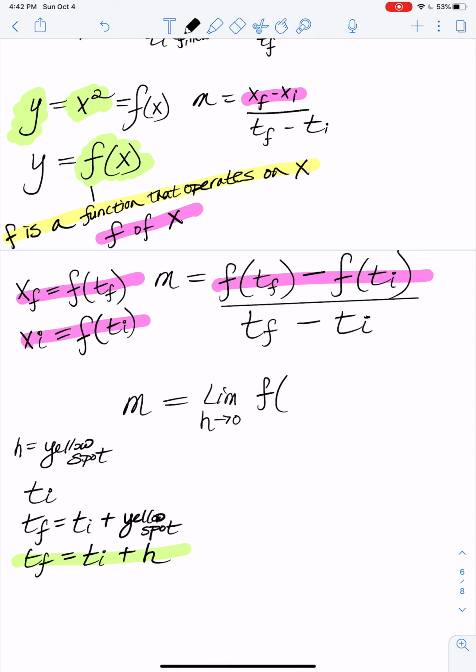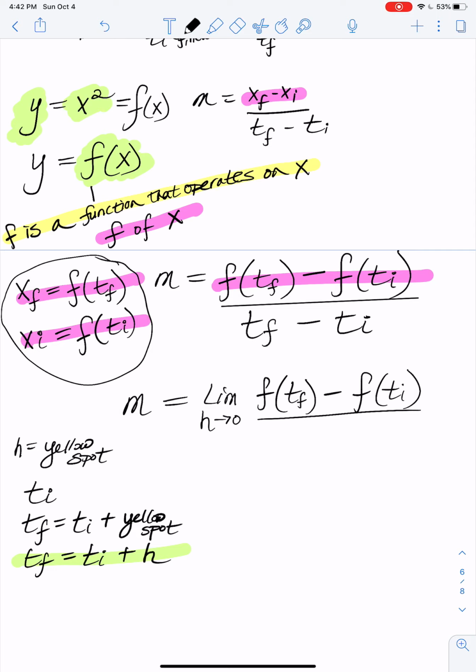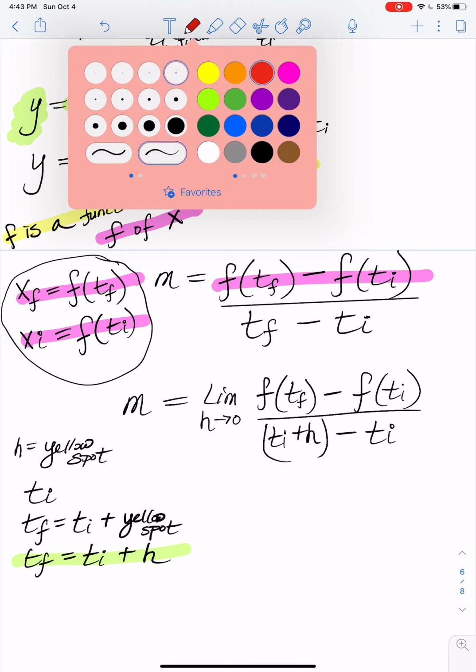The function operating on tf minus the function operating on ti, and that's just math speak once again for this mess right here, x f and x i. I'm going to divide by tf minus ti, and instead of tf, I'm going to write ti plus h, and I'm going to subtract ti from that. There's some easy math hidden in there, and let's find it.